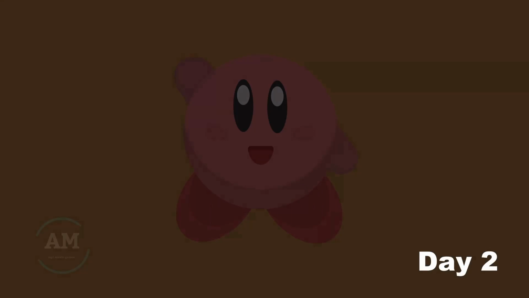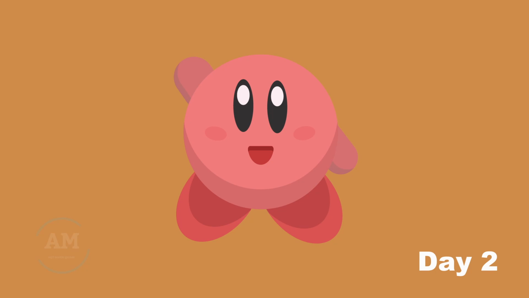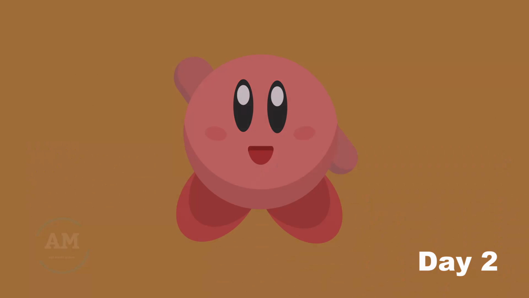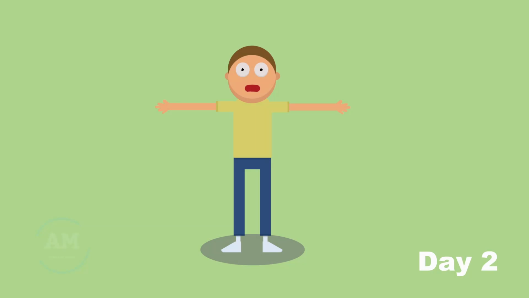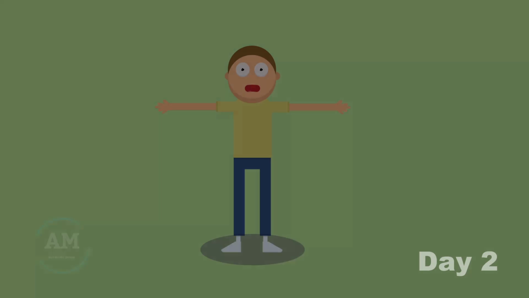I then decided that I would switch back to vector art, and I wanted to make a character based on a reference, so I chose Kirby, since Kirby is just a bunch of simple shapes. The next character I chose to do was Morty from Rick and Morty. Morty was more of a challenge than Kirby, as he was more complex. I created him in a T-pose because I wanted to try and animate him.